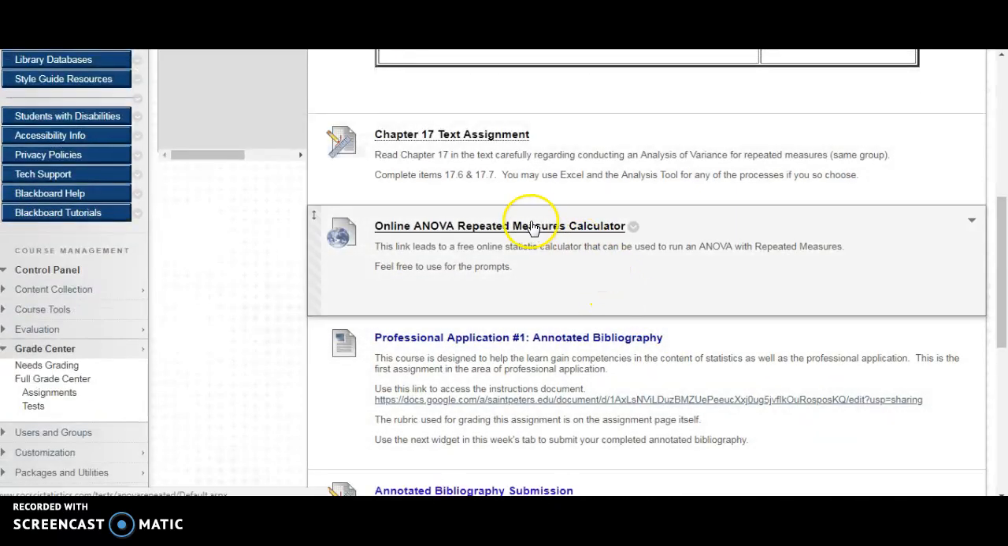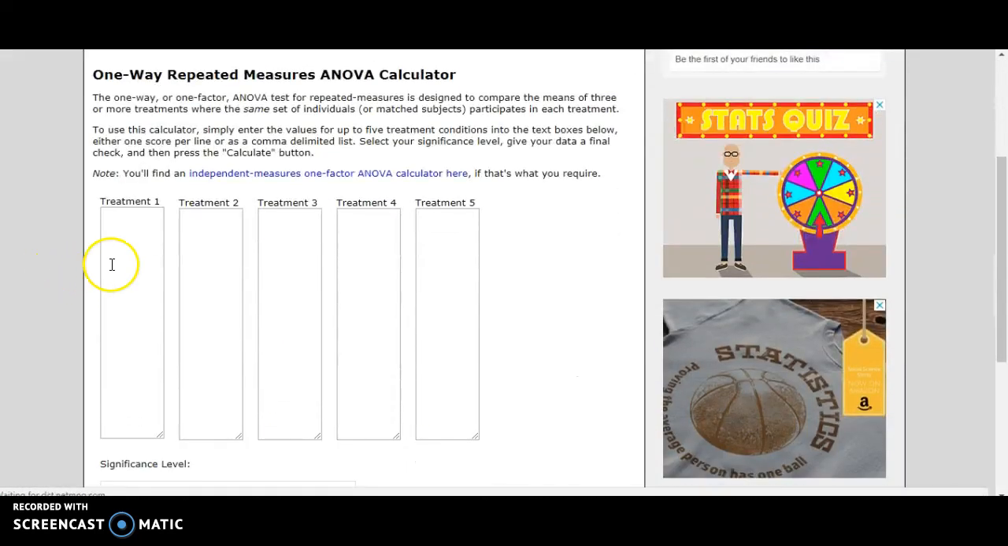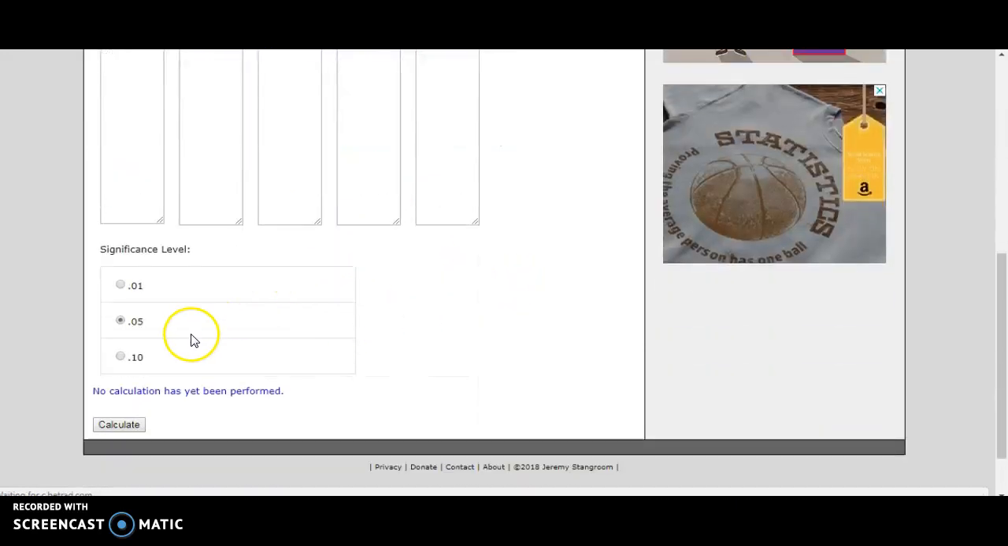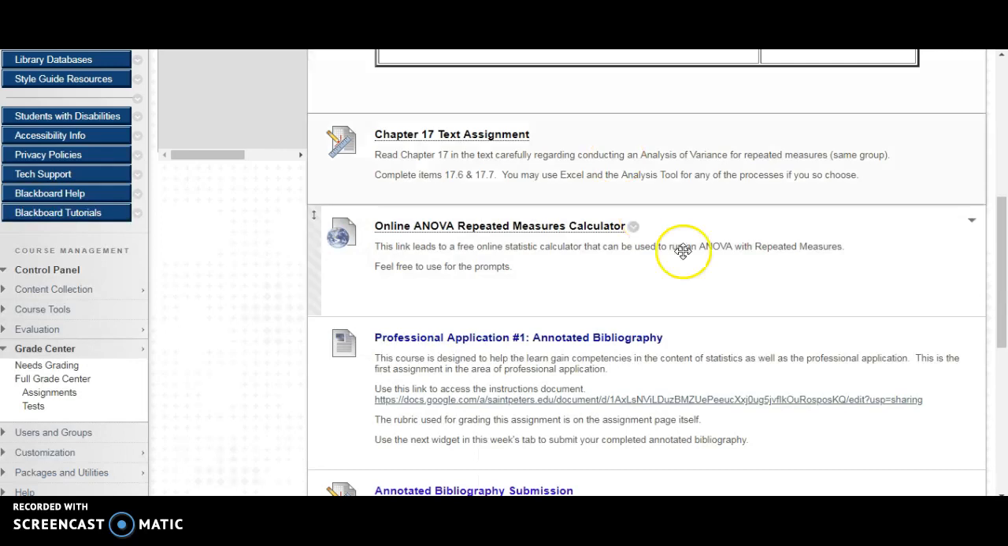What I put on here is this online ANOVA repeated measures calculator. Excel does not actually run the test we need for this chapter. I'm not really sure why, and I was playing around with trying to create a template for it. The problem is, it would be a template that wouldn't be useful anyway, except for that specific problem. So you can conduct your tests using this online calculator right here, and once you hit calculate, it's going to give you everything we need. So feel free to use that.